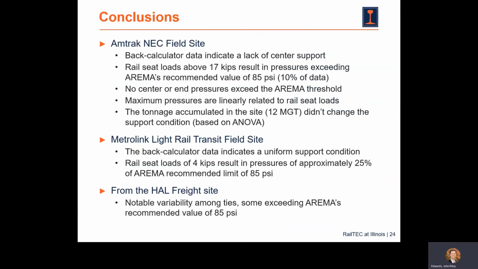So some conclusions on the Amtrak Northeast Corridor field site: we see a lack of center support. If we have rail seat loads in excess of 17 kips, that's when we see the 85 psi allowable ballast pressure value exceeded, and this happened in about 10% of our data. We never saw the center or end pressures exceed the AREMA threshold at this particular site. Pressures at this location are linearly related to rail seat loads.